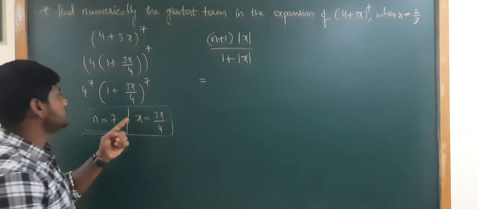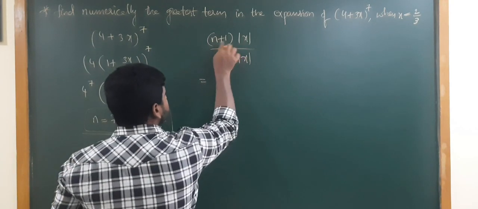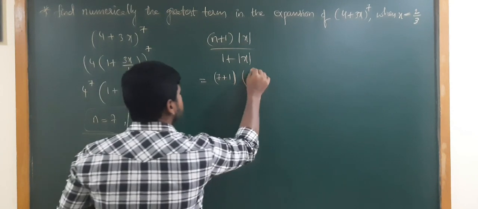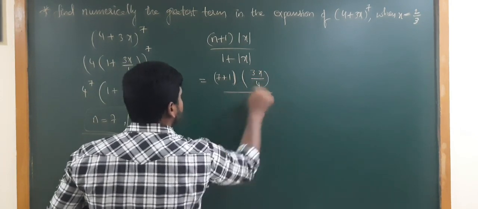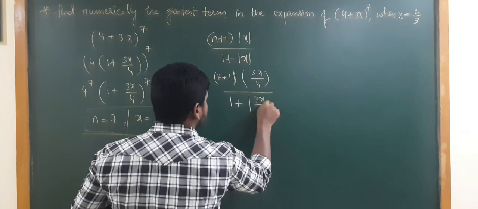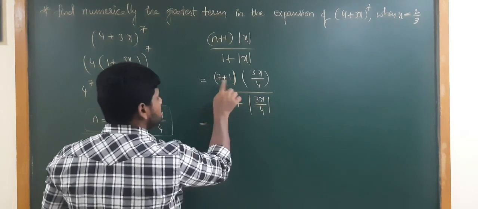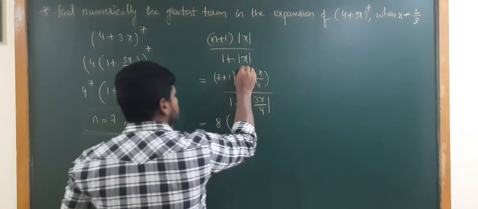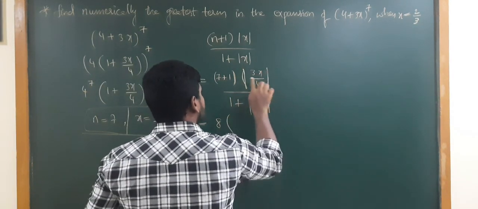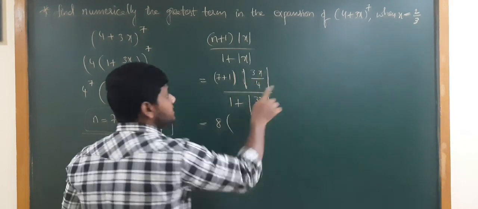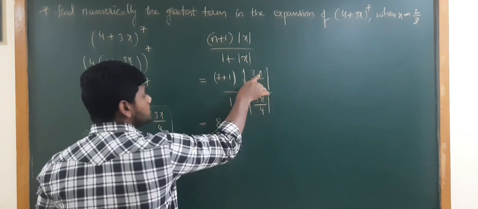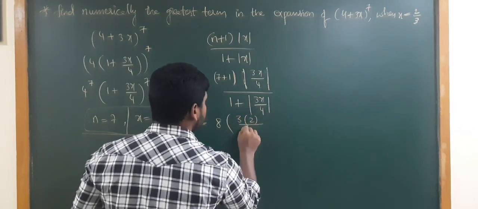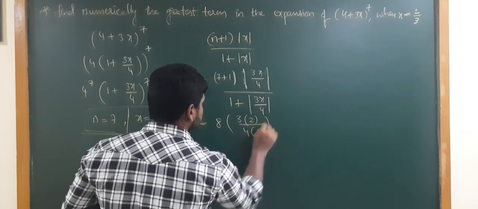Here, what is n plus 1? What is n here? 7. So 7 plus 1 into mod x. What is mod x here? 3x by 4 divided by 1 plus mod x, that is 3x by 4. Now, 7 plus 1 is 8 into the modulus of 3x by 4. What is the x value given here? The x value given is 2 by 3. So we need to substitute it instead of x. So it will become 3 times 2 by 4 into 3.